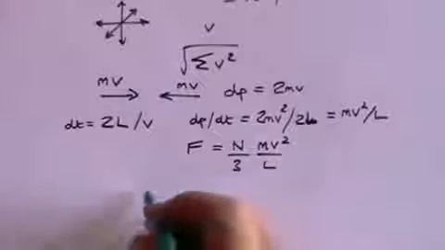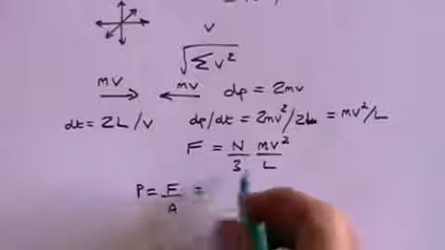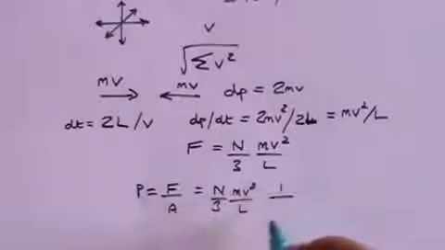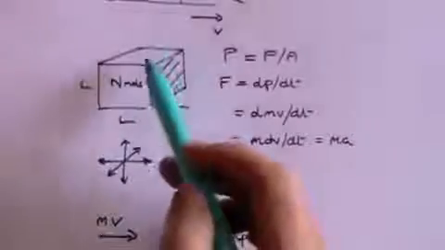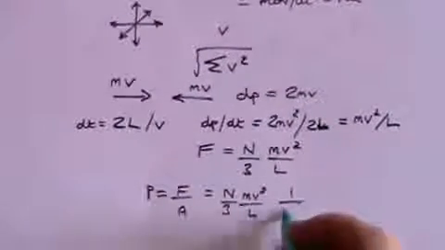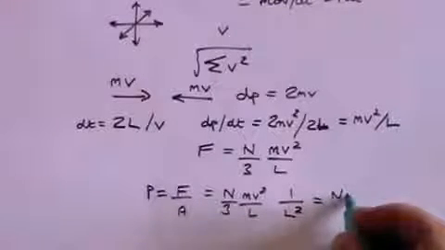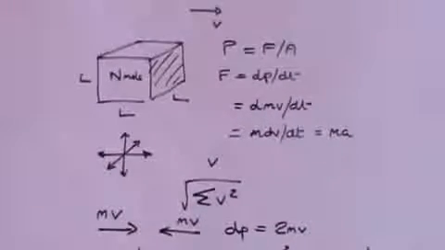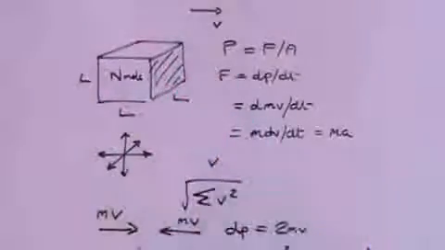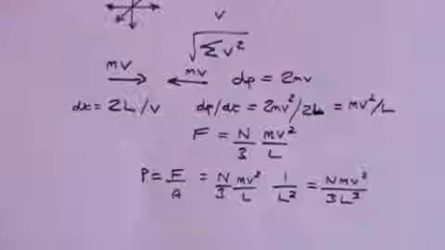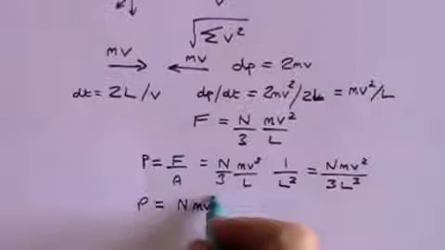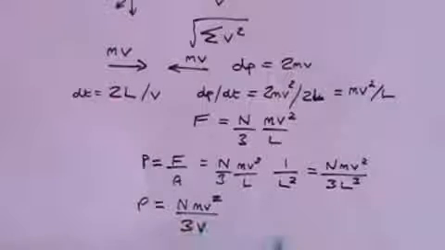But pressure is force over area. And the force we know is N over 3 mv squared over L, divided by the area. Well, what's the area? The area of this wall is L times L, L squared. And that gives you Nmv squared divided by 3L cubed. But what is L cubed? L cubed is simply the volume of this box. So we can replace L cubed by volume. And that means that P equals Nmv squared divided by 3V, where V stands for volume.